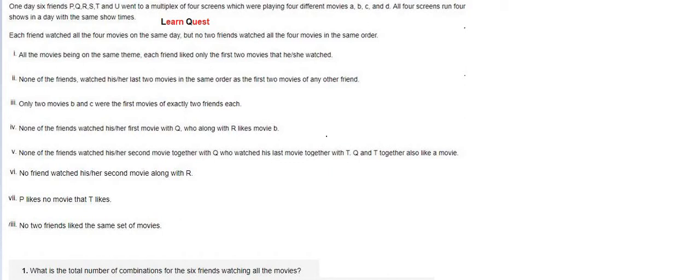Everyone. So this is a very interesting question, and it might appear that lots of cases are being formed, or you might not even be able to proceed. So let's see how to do this one.